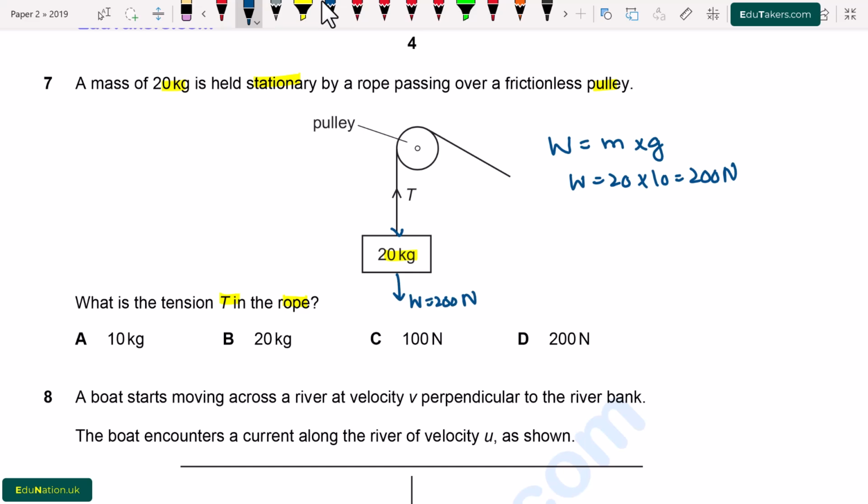It is given that the tension is acting in upward direction and the mass is stationary. It is only stationary when the weight is equal to tension. So it will be 200 Newton. It means that the tension in rope is equal to 200 Newton. So option D is correct.